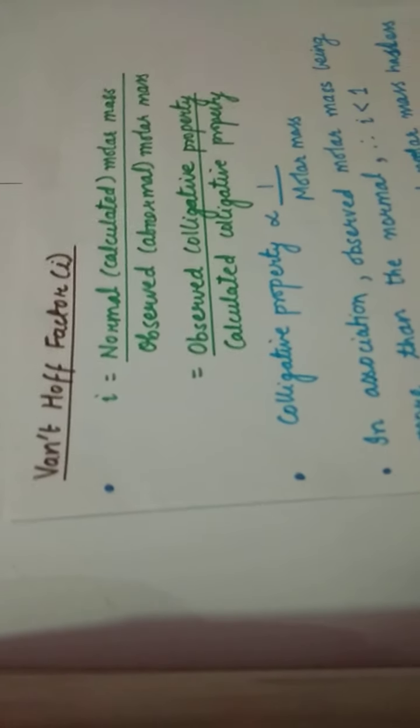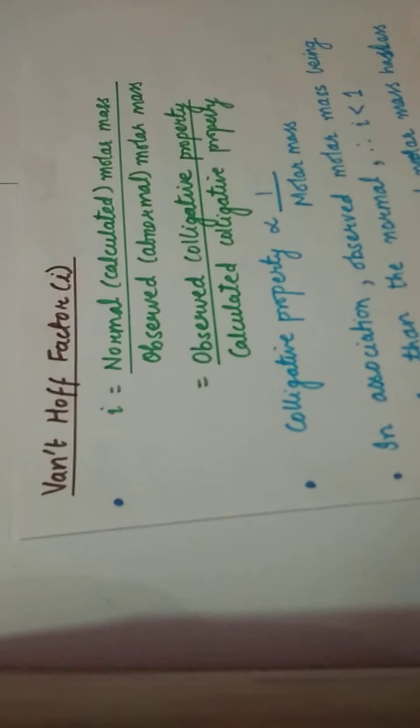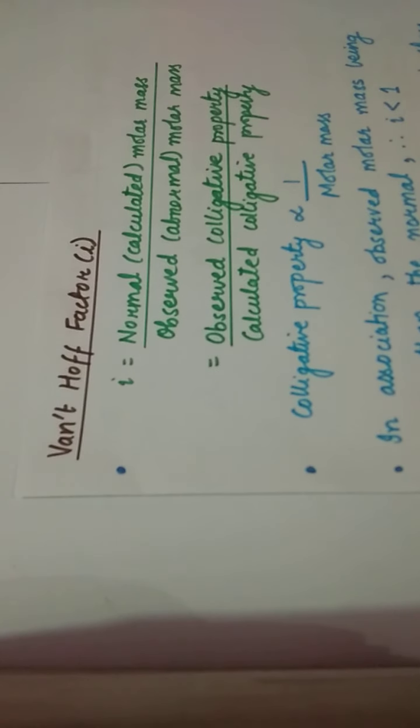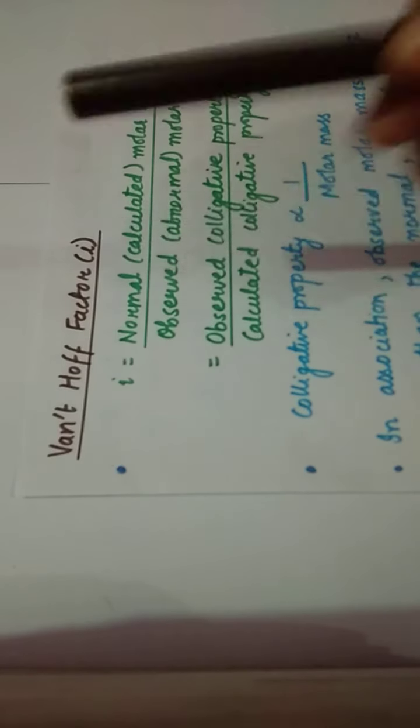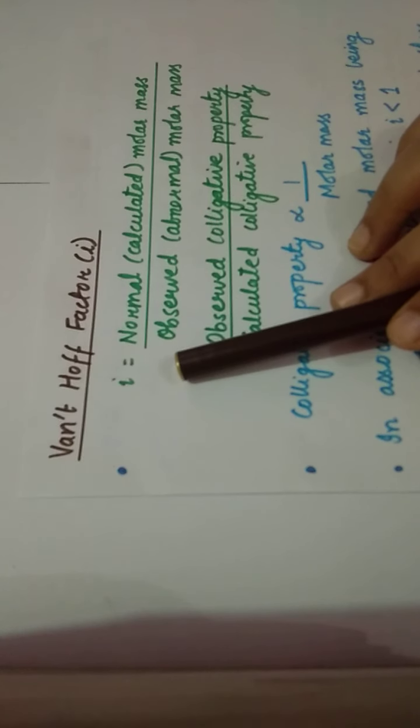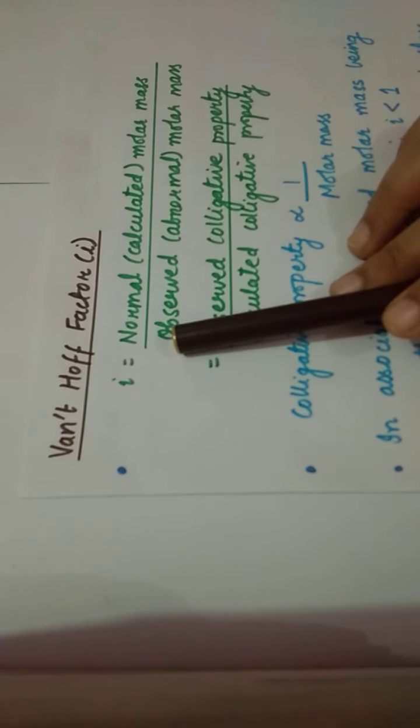Next one is Van't Hoff factor. Children, very important from the point of view of your board exams. Questions come from this in your board exam also, and sometimes the examiner during the practical exams asks what will be the value of Van't Hoff factor. So Van't Hoff factor is represented by small i. Now what is its formula? Exactly what is Van't Hoff factor?